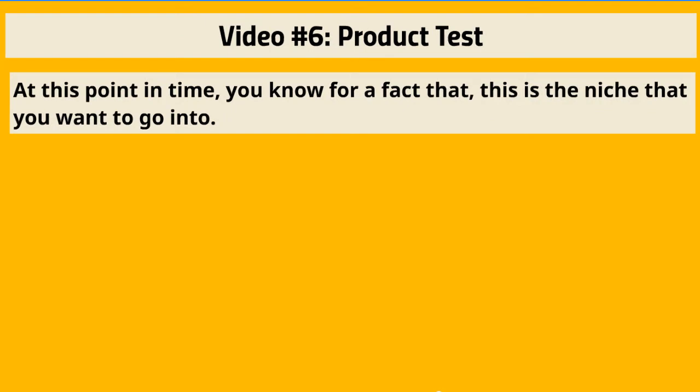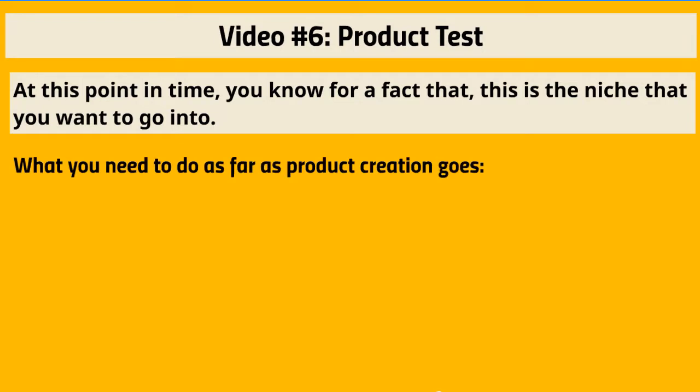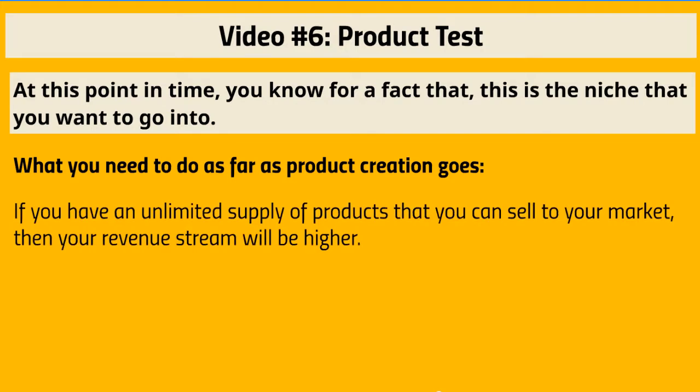Now at this point in time, you know for a fact that this is a niche that you want to go into. But what we need to do now is make sure that we are going to be able to profit from this blog. So what you need to do as far as product creation goes is figure out if you have an unlimited supply of products that you can sell to your market, because the more products that you have, the higher your revenue stream is going to be.